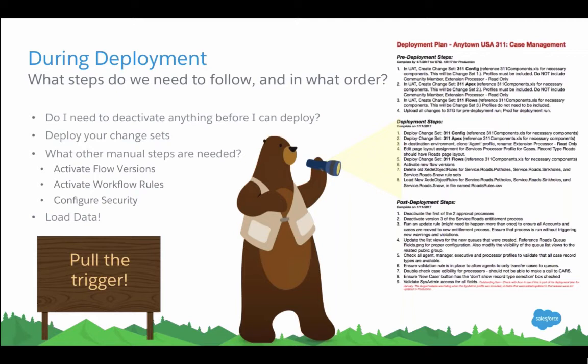Actually deploy your change set, get your configuration moved. But once we do that, what other manual steps do we need to take? We have to activate our flow versions, our workflow rules, configure security appropriately, and then you often have to load data too. It might not just be loading new data, it might be updating existing data. So if you're creating a new record type on accounts, or you're creating record types for accounts in the first place, you have to update all of your existing accounts to the correct record type.